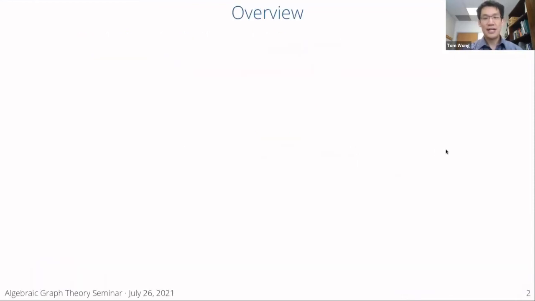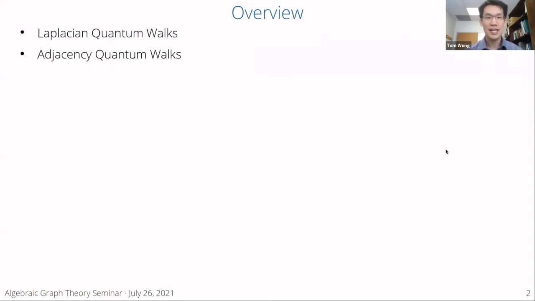I'm going to start off by talking about the two types of quantum walks I'll be comparing, which are called Laplacian quantum walks and adjacency quantum walks. I understand that a lot of people in this group have worked on these types of quantum walks before, so hopefully this isn't too elementary, but I'm going to introduce these from the perspective of a physicist, because I am a physicist. Then I'm going to talk very briefly about some of the differences between these two types of quantum walks.